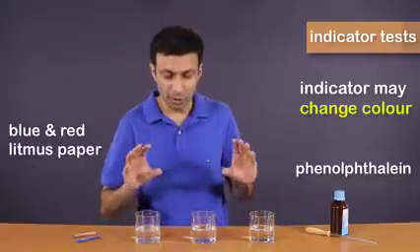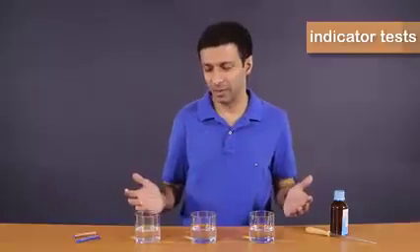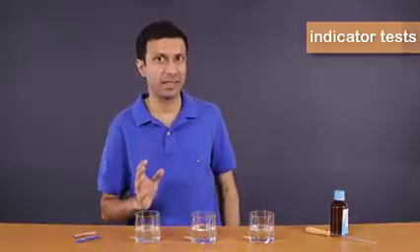And here we have three solutions. If you look at them, they all look identical. They're all colorless. And with the help of these indicators, we are trying to guess which one is an acid, base, or salt. Now first let's review the indicators.